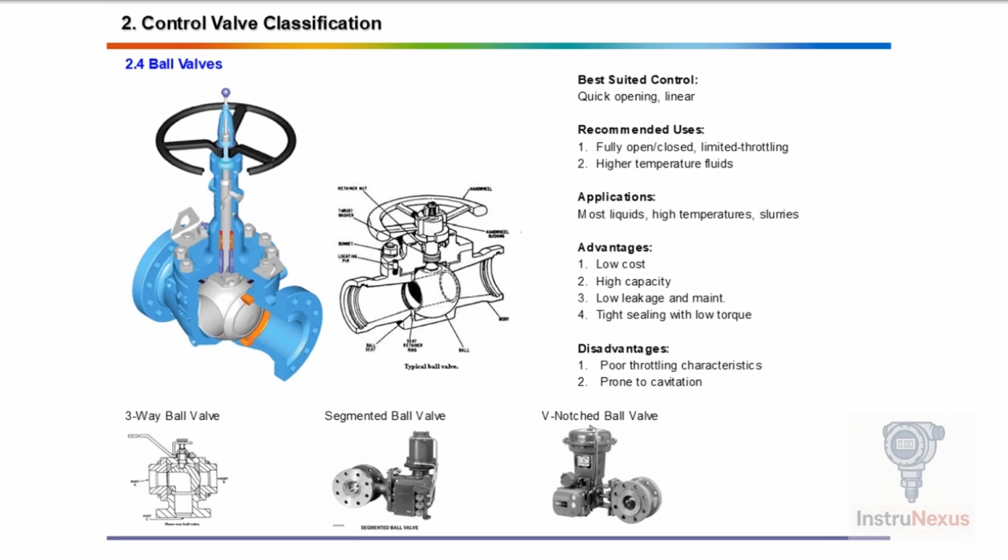But there are limitations you should be aware of. 1. They have poor throttling characteristics, meaning they're not ideal for precise flow control. 2. They are prone to cavitation, especially in low pressure drop or flashing conditions. In summary, ball valves are excellent for isolation and rapid switching applications, but they're not the best choice for fine-tuned control. Three-way ball valve, segmented ball valve and V-notched ball valve are the other types of ball valves based on the different applications.